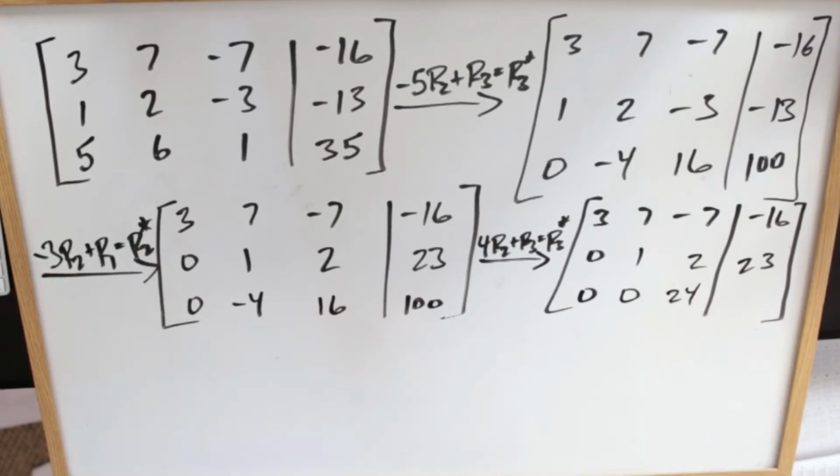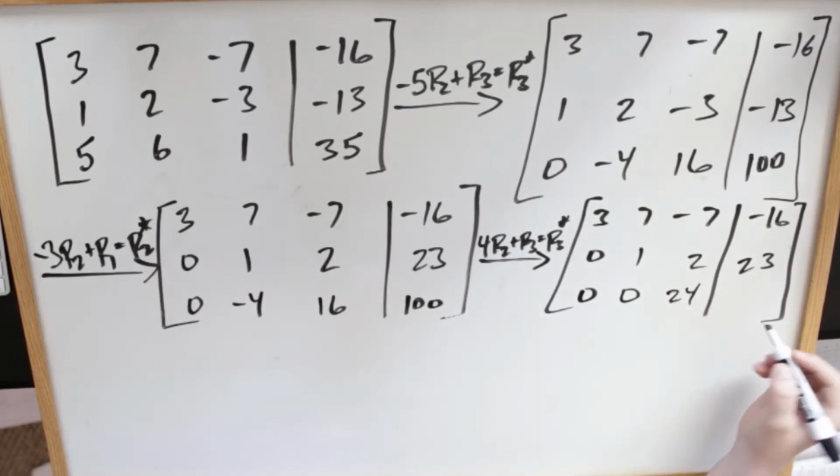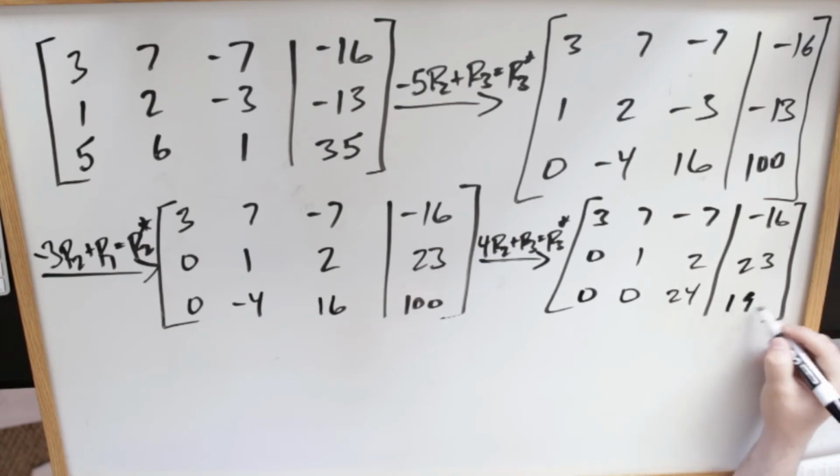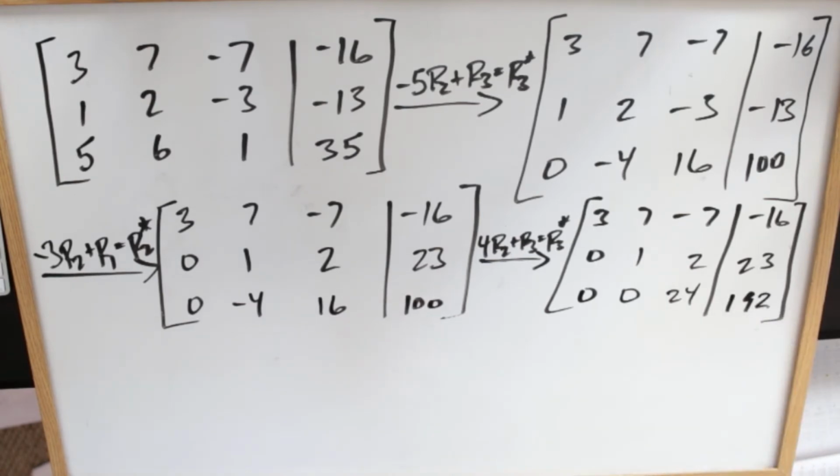Okay. 4 times 23, let's just do that in the device, is 92. 92 plus 100. Holy cow, that's going to be 192. This is getting big. All right, now we got to work on the diagonals.